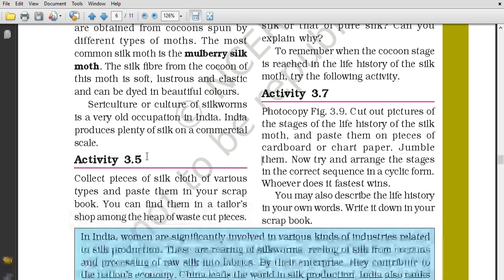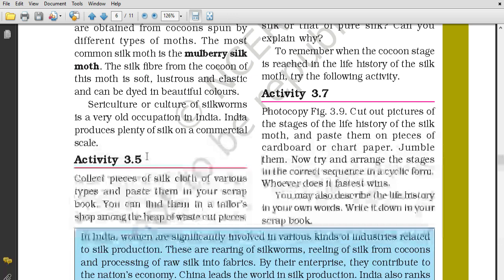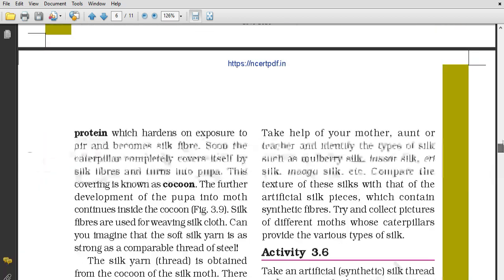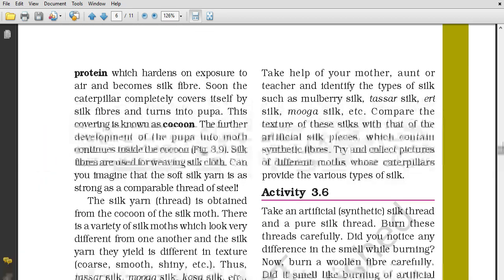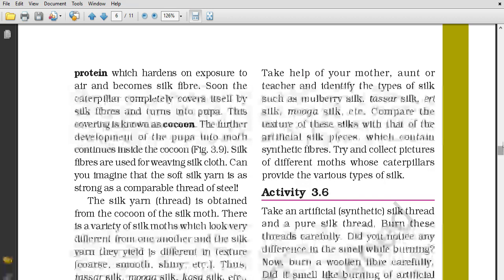Activity 3.5. In this activity, we have to collect pieces of silk cloth of various types. As we all know, there are many types of silk clothes, and we have to collect 4 or 5 of them and paste them in our scrapbook. We can find them in a tailor's shop. There are many woven, cut pieces of silk in a tailor shop. We can take help of our mother, aunt, teacher, or grandmother, grandfather, etc. to know which type of silk it is.